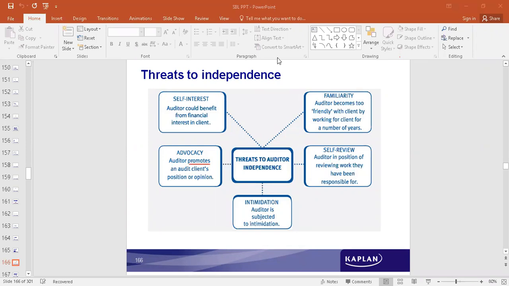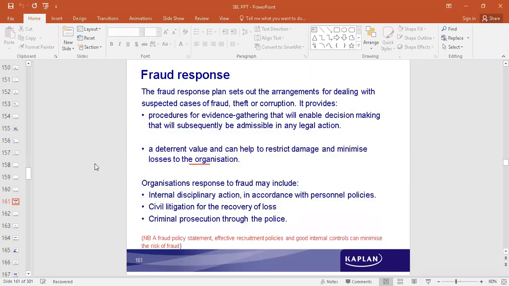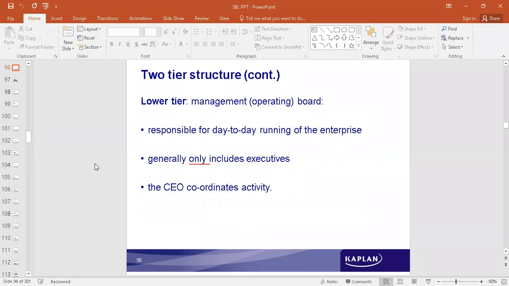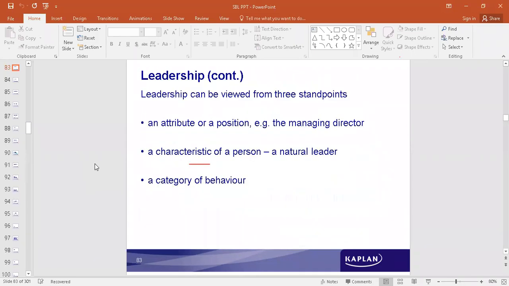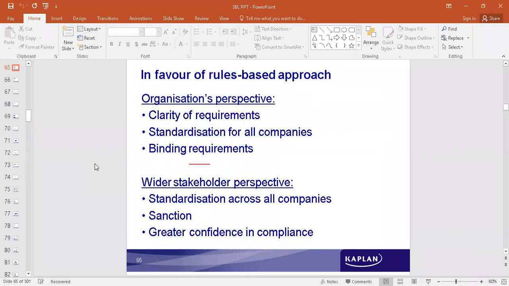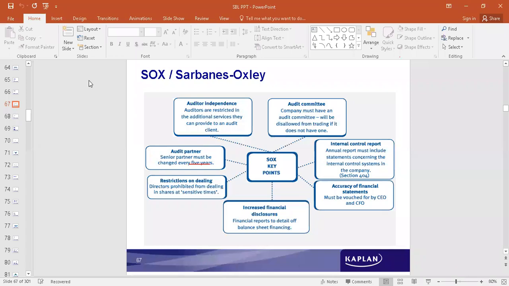Economic benefits. See, one of the points SOX has mentioned, I don't know whether we learned it yesterday. I will quickly look into that and then we'll come back to this point. It says that auditors are restricted in the additional services they can provide to an audit client.